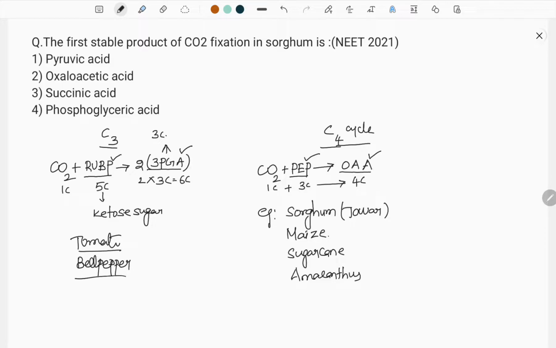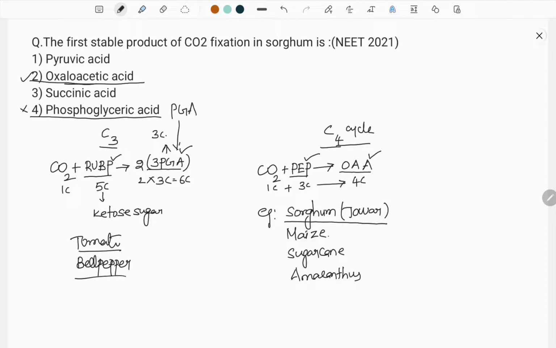So the option that you see here, the first stable product of carbon dioxide fixation in sorghum, this is sorghum, jowar. So in this, the first stable product is oxaloacetic acid. This is the answer here. Let us see the remaining. If you see phosphoglyceric acid, what we call PGA, this is the first stable product that is seen in C3 plants, so it's not the answer.